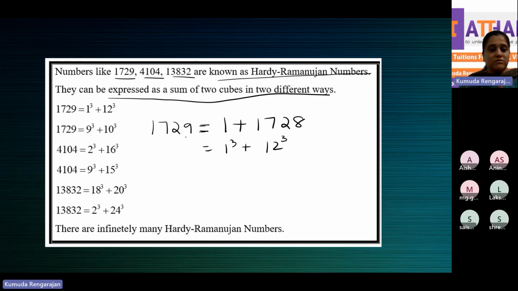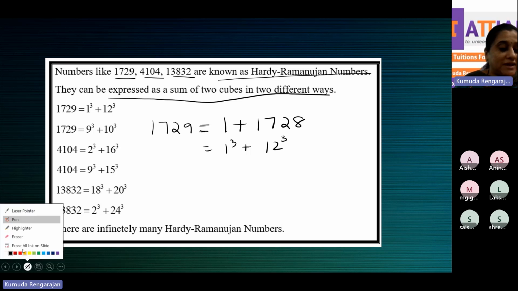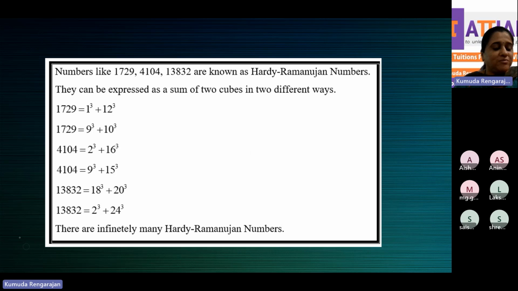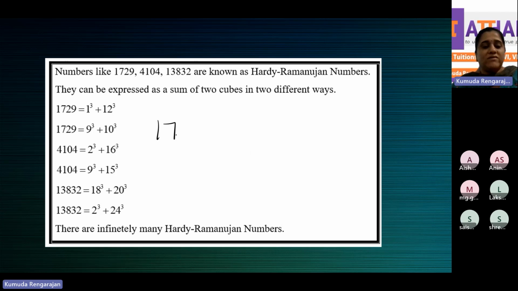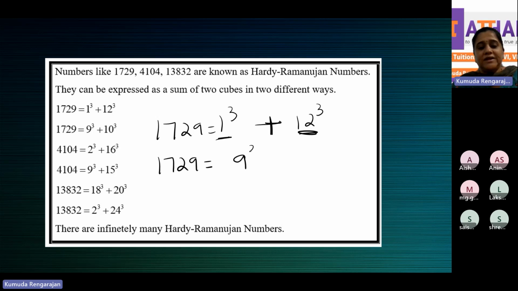1729 is a number that can be expressed as a sum of two different cubes in two different ways. 1729 can be expressed as 1 cubed plus 12 cubed, a sum of two cubes. 1729 can also be expressed as 9 cubed plus 10 cubed, a sum of two cube numbers.